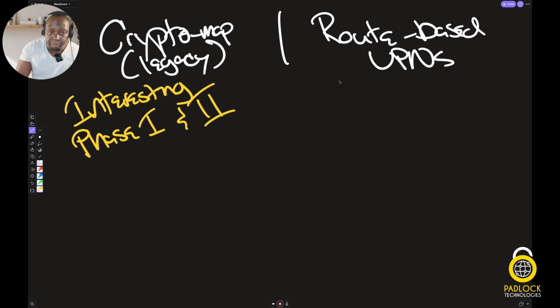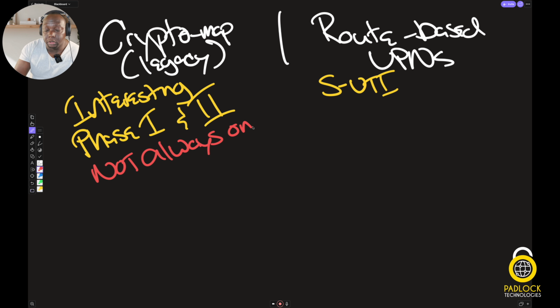With route-based VPN, there is no such thing as interesting traffic. This is based on static VTIs, virtual tunnel interfaces. Now the difference is this crypto map style is not an always on style VPN. Route-based is always on. And the key here is route-based, because it's in your routing. It's basically doing your traditional routing type of things. So this is always on.